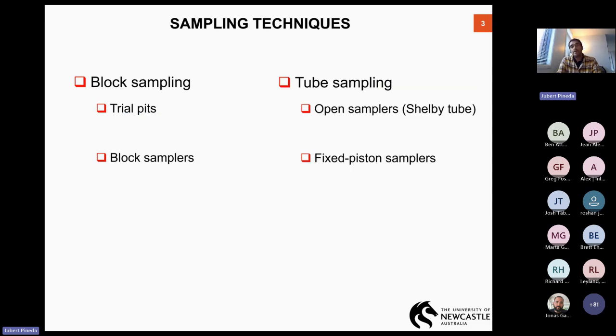If we just focus on the sampling techniques that we have available, we have two main trends. We can have block sampling if the conditions of the ground allow us to do that and the sampling depth is not really deep. And on the right hand side, you see the tube sampling techniques. Within the tube sampling techniques, we have two main samplers available: the Shelby tubes or open samplers, and then fixed piston samplers. In terms of block sampling, we have trial pits, if that's possible due to the excavation constraints, and also block samplers.